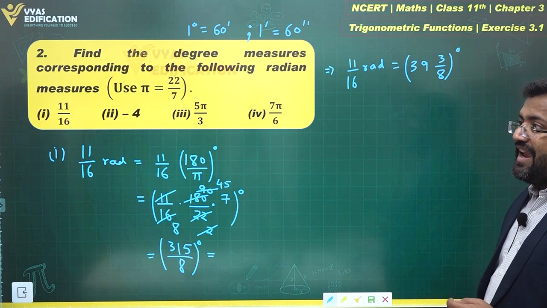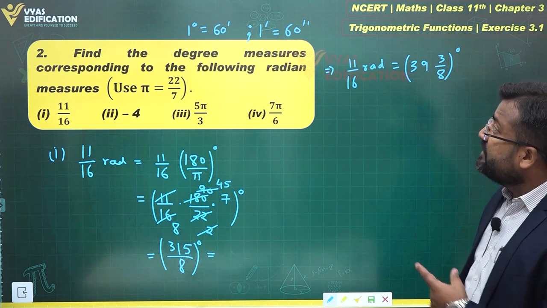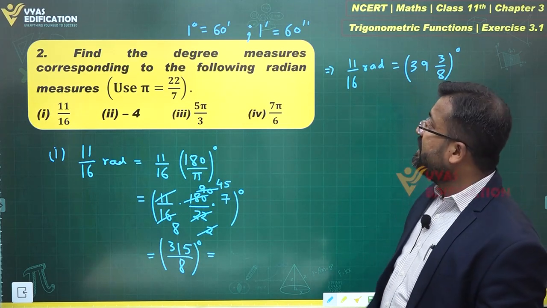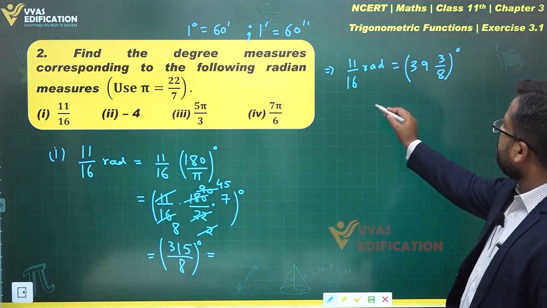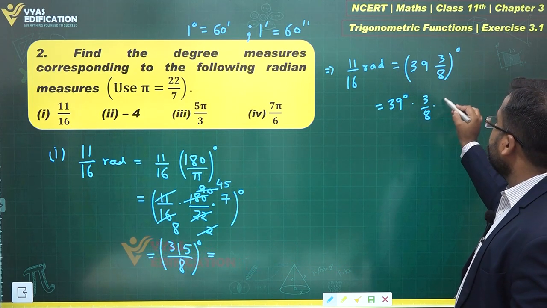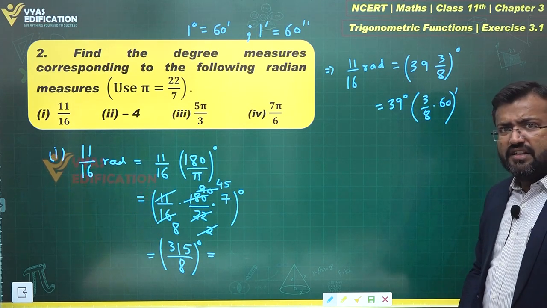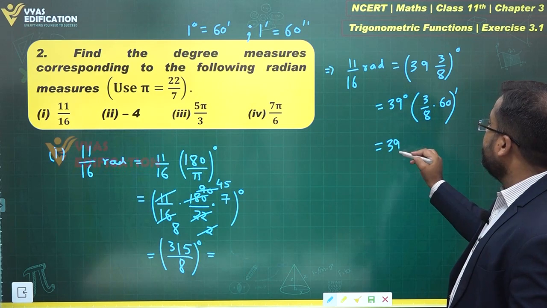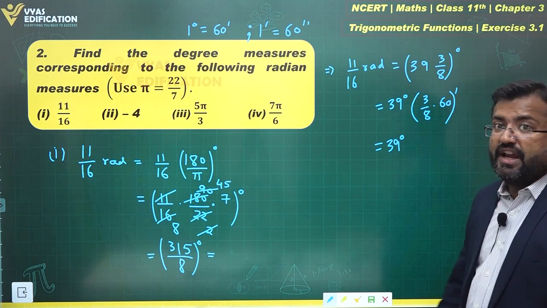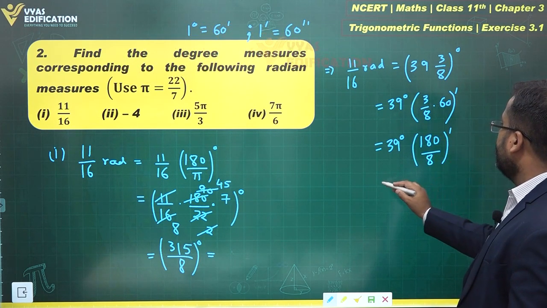39 whole 3/8 can be further divided. 3/8 degree would be equal to what in terms of minutes? So 1 degree is equal to 60 minutes, so 3/8 degree would be 3/8 times 60 minutes. This is 39 degrees plus 3/8 times 60 minutes. That's simple. This is 39 degrees, which is okay. What is this further equal to? 3 times 60 is 180, so 180 over 8 minutes. What does that equal to?